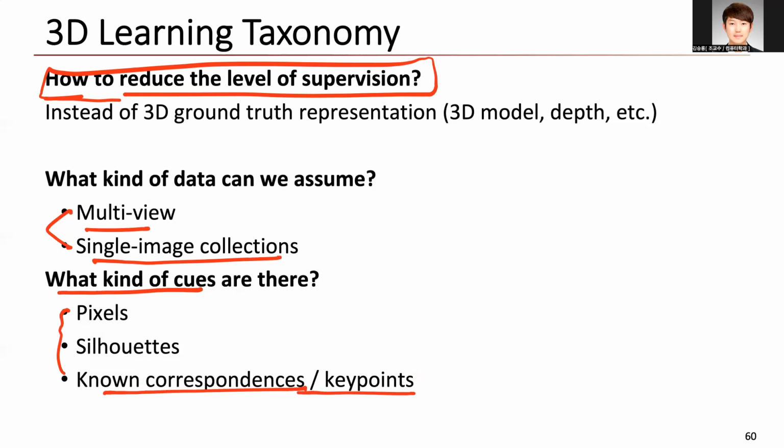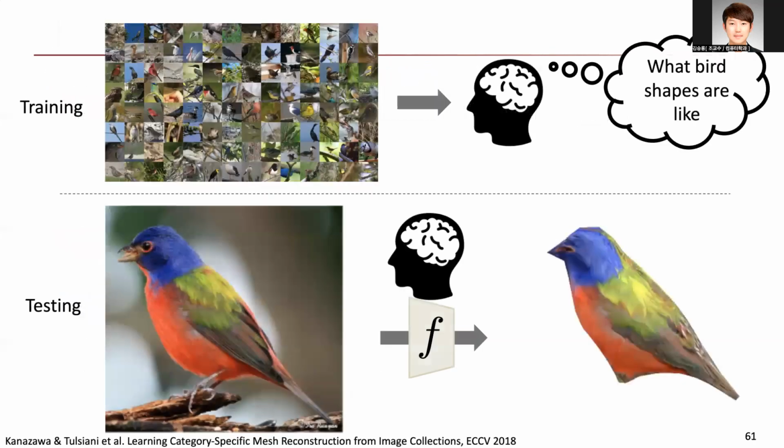By using these kinds of cues, or by modeling these kinds of cues, we can overcome the need of the 3D ground truth representation. How? Like this.